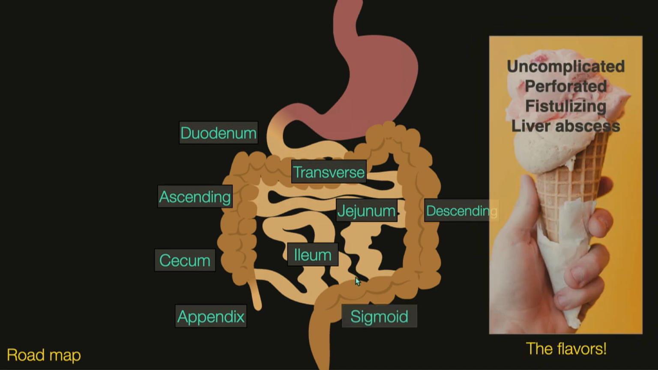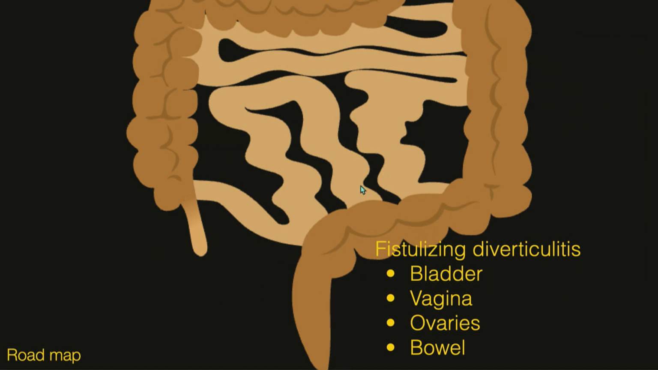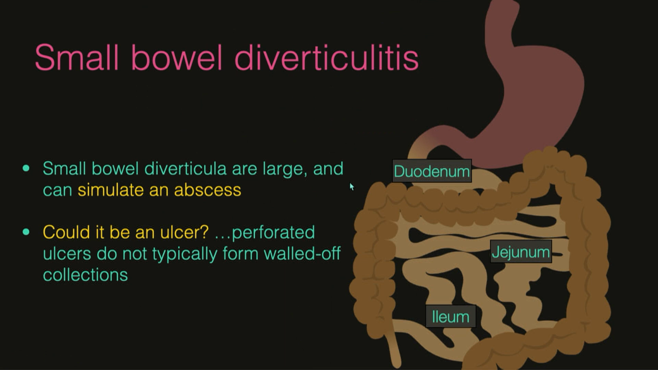We're going to cover some wonderful flavors featuring uncomplicated, perforated, fistulizing, and the formation of liver abscesses. And when we talk about fistulizing diverticulitis, we're going to cover a variety of fistulizing forms, including bladder, vagina, ovaries, and bowel. And we're also going to talk about some important mimics. But let's start with small bowel diverticulitis.